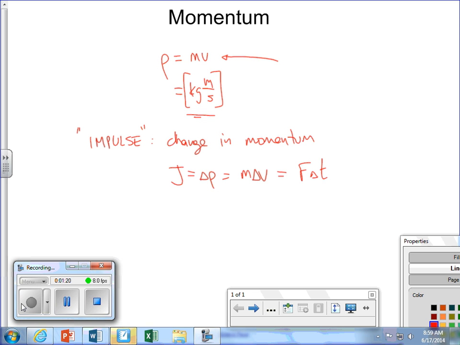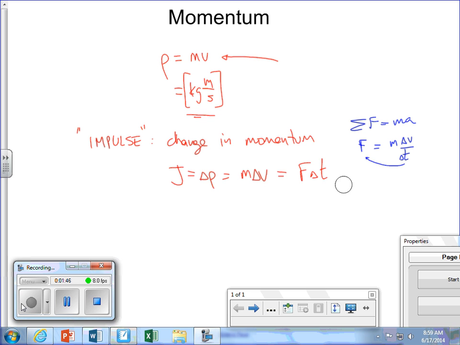Okay? So very common to see situations where they will tell you three of those things and ask for the fourth. Use that. What are you really using? You're really using that. It's the same thing. If we just write that as m a is m delta v over delta t, then you multiply both sides by delta t, and you get this. Okay? But very, very common to get three of these and be asked to find the fourth.